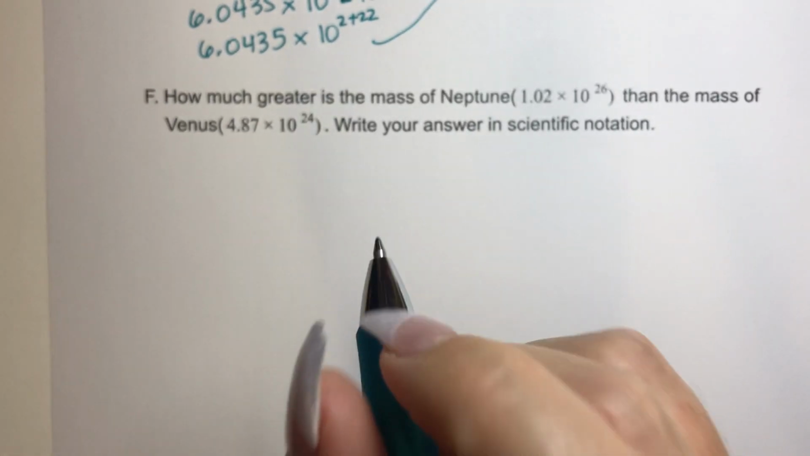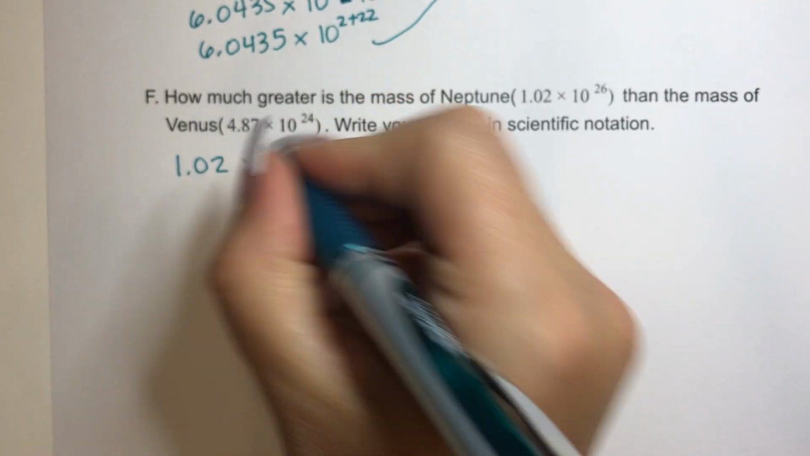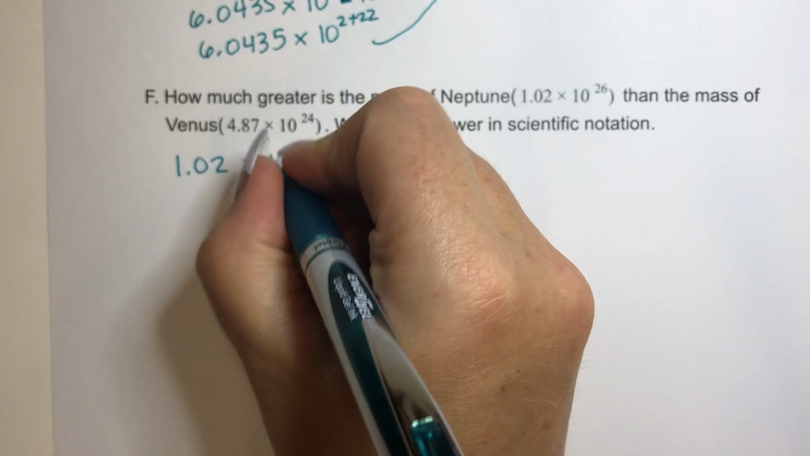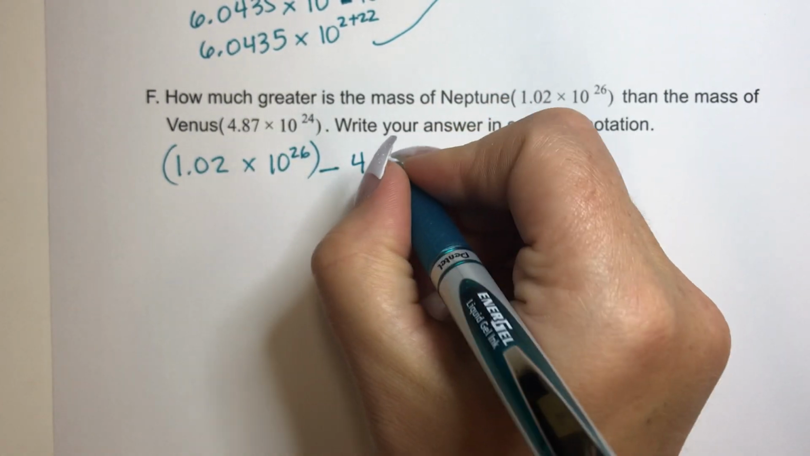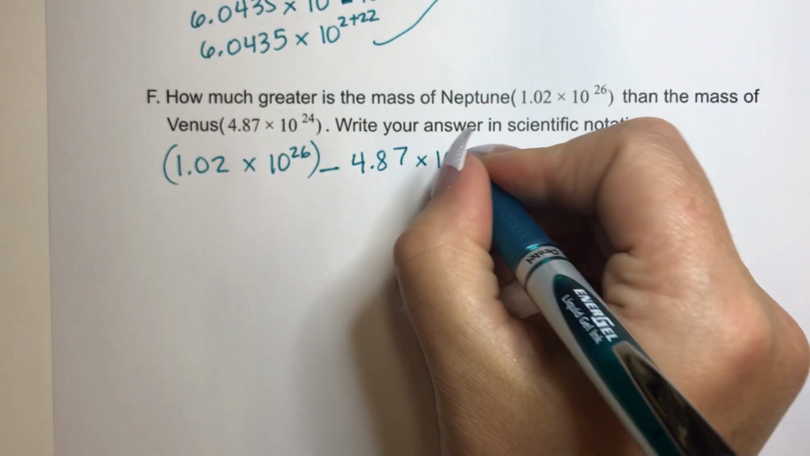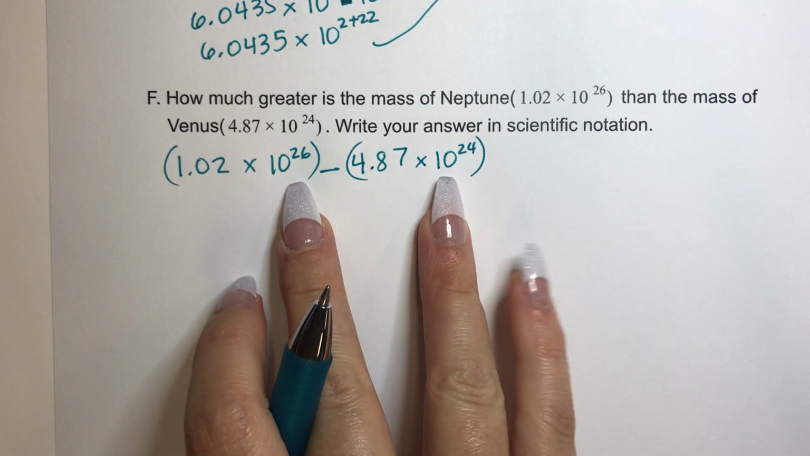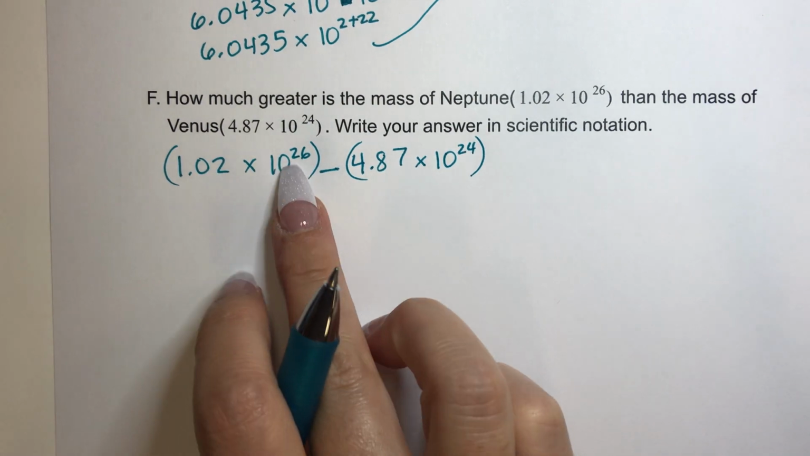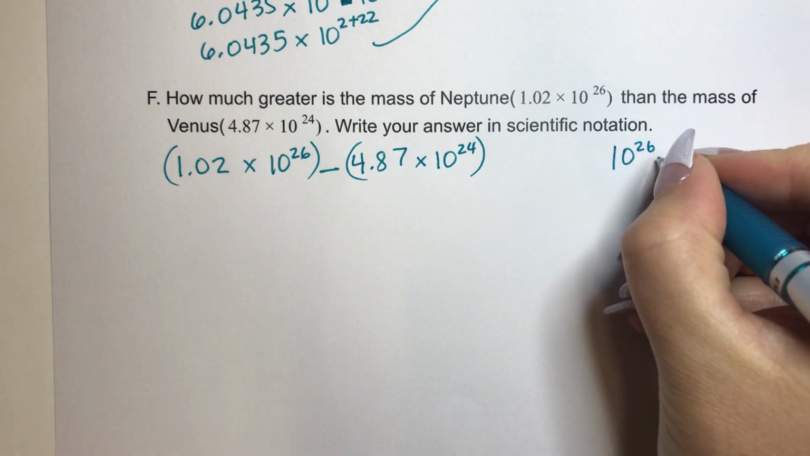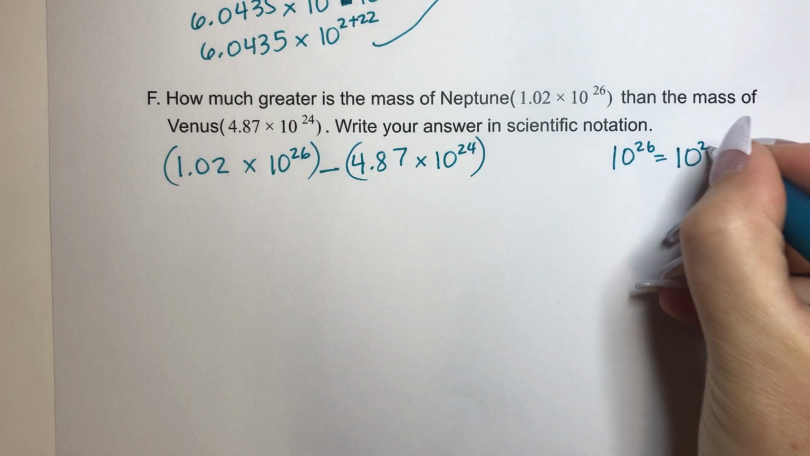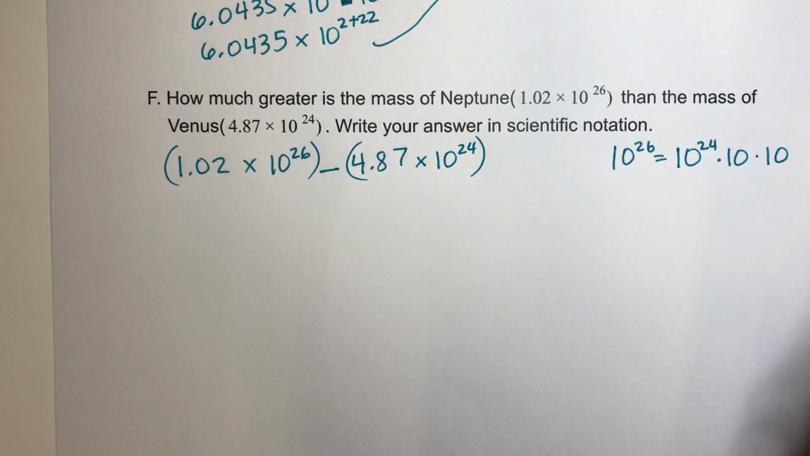So we're going to go 1.02 times 10 to the 26th power, and we're going to subtract that from 4.87 times 10 to the 24th power. Okay, now whenever you're adding or subtracting, right, you need the bases to be the same, so I'm going to rewrite this one. So 10 to the 26th is the same thing as 10 to the 24th times 10, which would be the 25th, times 10, which would be the 26th.